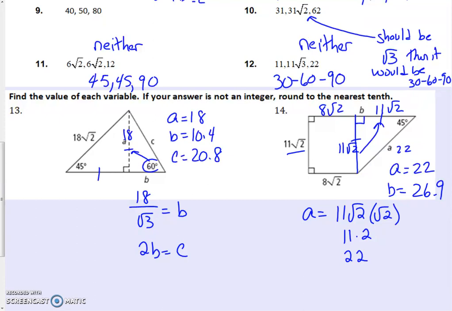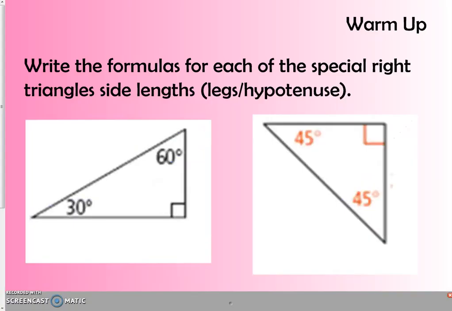All right, so moving on for today's information. We want to think about for a moment the two triangles. So write the formulas for each of the special right triangle side lengths. So think about this for a moment before you move on with the video.